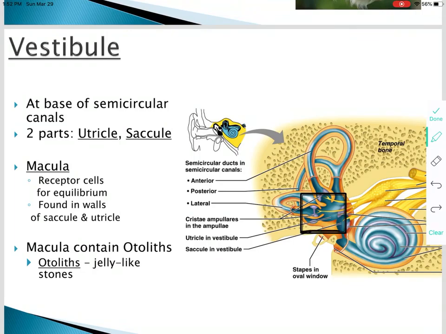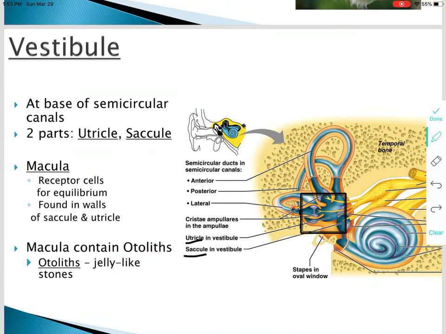Let's talk about each. So the vestibule. The vestibule, as we've already said, is located at the base of the semicircular canals. It actually has two parts. So we can see that there's one little circular part here, and there's another circular part here. This circular part is called the saccule, and this larger circular part is called the utricle. But collectively together, they form the vestibule. All right, so we're clear on that. We got two parts.